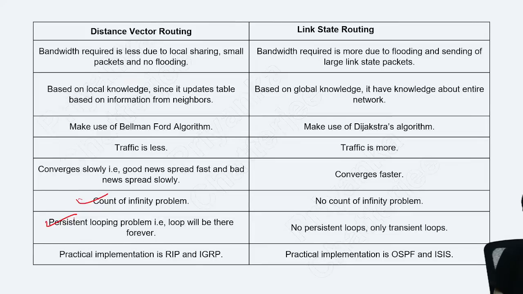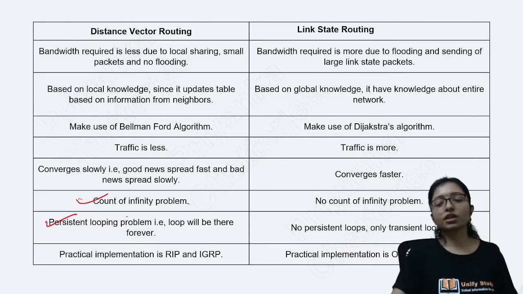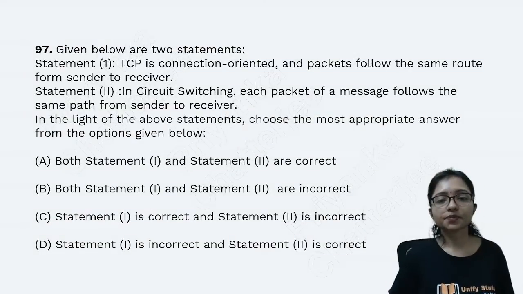But in link state routing, the count to infinity problem and persistent loop problem are not there. Whenever any problem occurs, it converges very fast in link state routing. The practical implementations are RIP and IGRP for distance vector, and OSPF and IS-IS for link state. Very important. These details for distance vector and link state are very important.